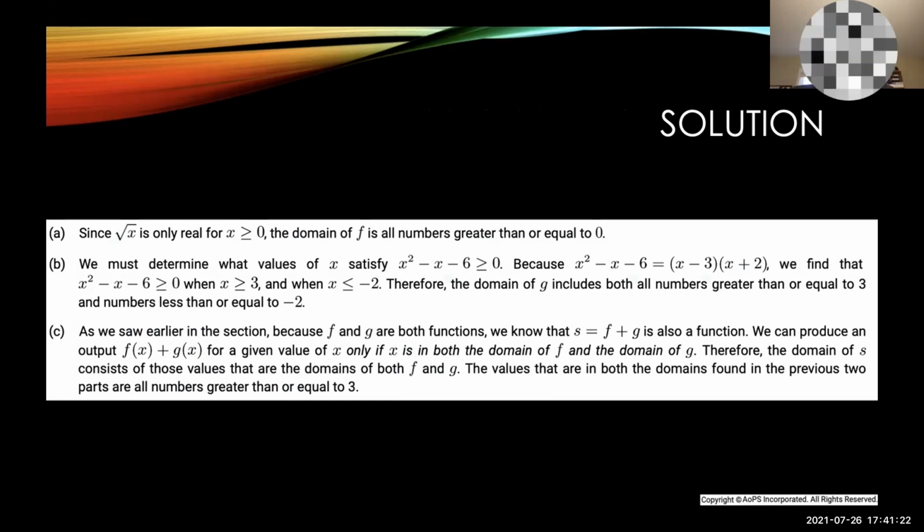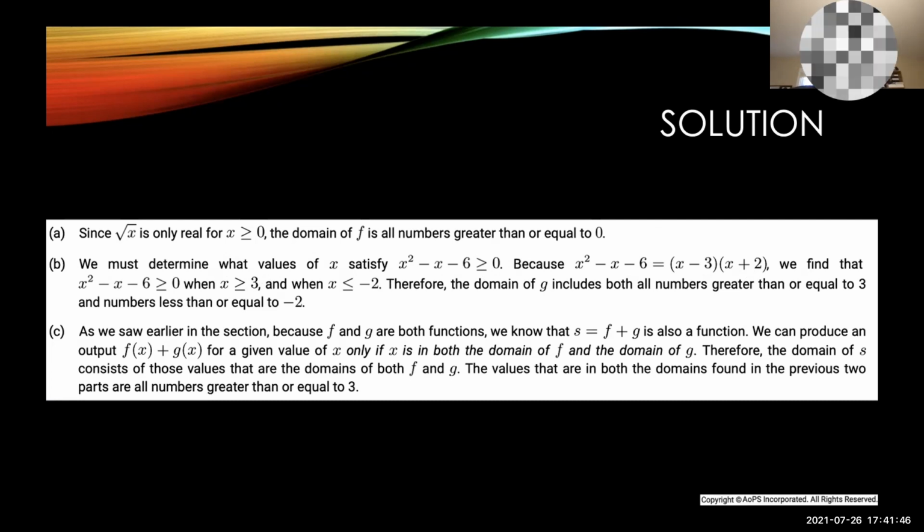For part B, it's g of x, which is square root of x squared minus x minus 6. So essentially, whenever that is greater than or equal to 0 is when that'll work. So you take this, you factor it out, and then you can figure out that when x is greater than or equal to 3 or x is less than or equal to -2, it will always be positive, and therefore that's the domain for that one. And then for 3, what is the domain?